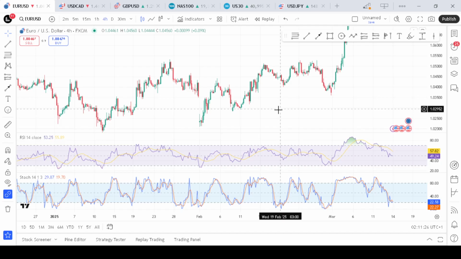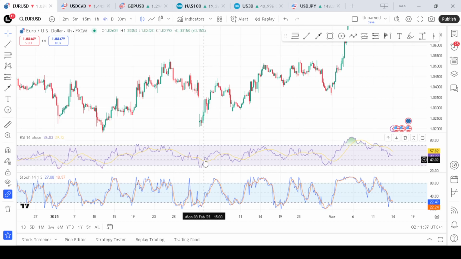This momentum oscillator measures the speed and change of price movement, helping you to identify overbought and oversold conditions in the market. When the RSI reaches extreme levels, it suggests that the price reversal may be imminent, allowing you to prepare for a potential trade opportunity.